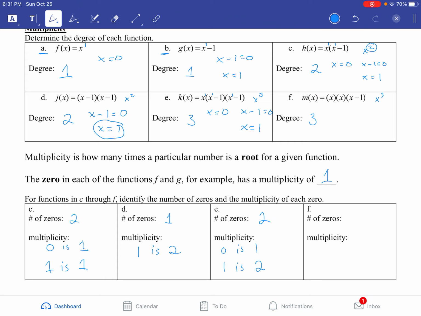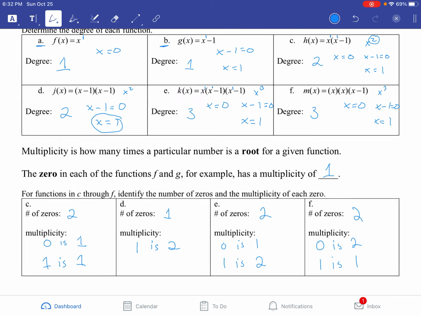Let's look at the last one. For F, we have x equals 0, and that's done twice, and x minus 1 equals 0, which means x equals 1. So in the number of zeros, again, there's only 2 zeros in this case. 2 places where the graph is going to cross the x-axis. But the multiplicity is, at 0, the multiplicity is 2 because there's 2 answers at 0. And for x minus 1, or x equals 1, the multiplicity is 1.